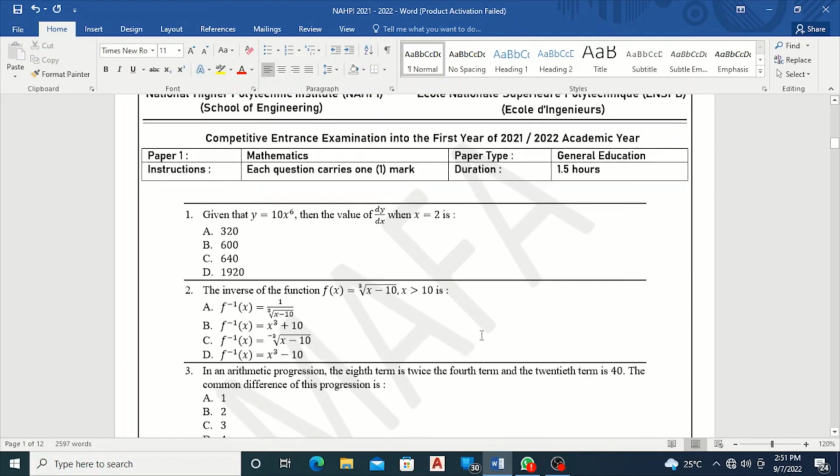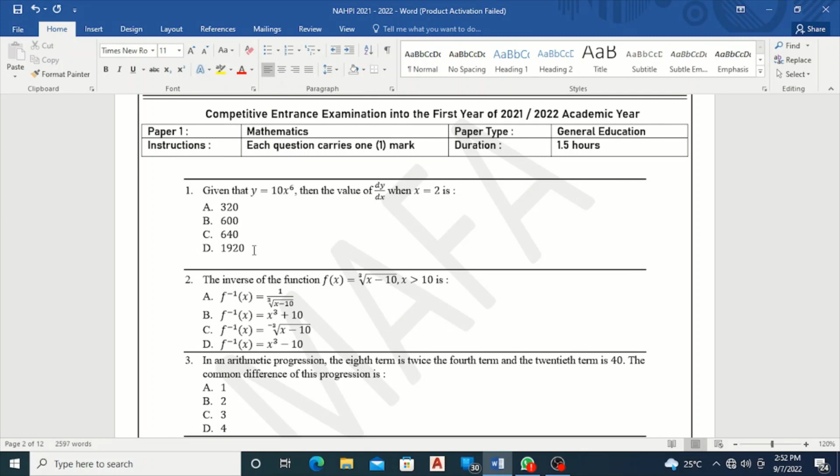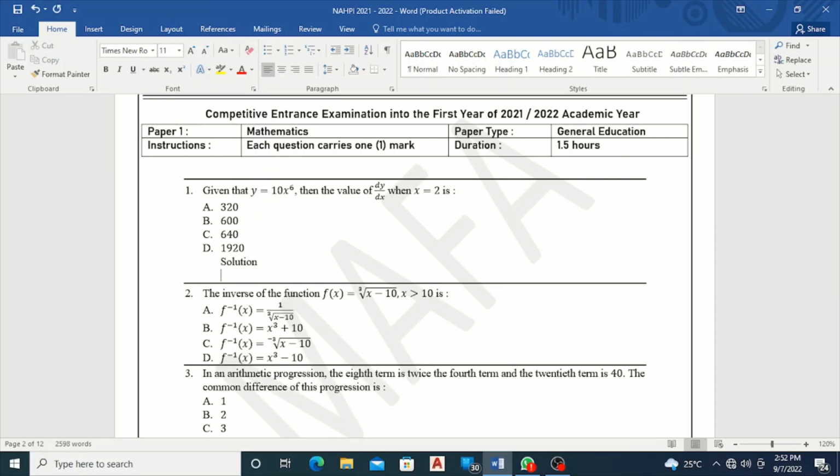Alright, so let's begin with the first question. So question 1 says that given that y is equal to 10x to the power 6, then the value of dy by dx when x is equal to 2 is, so we are going to get the solution.